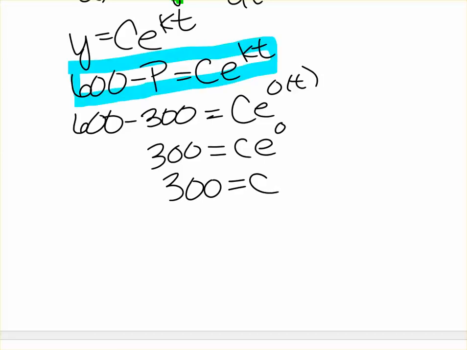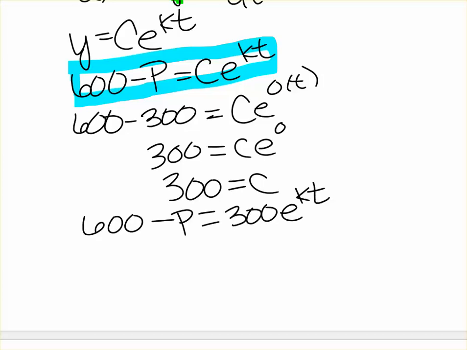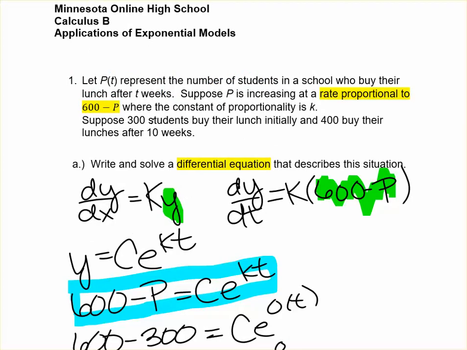So we're going to circle back up and put that value in for c. Now our equation says 600 minus p equals 300 e to the kt power. Our next step is to solve for k. We're going to go back up to the initial problem and see what other information we can find. We were told that 400 buy their lunches after 10 weeks. We're going to put 400 in for P and 10 in for time.